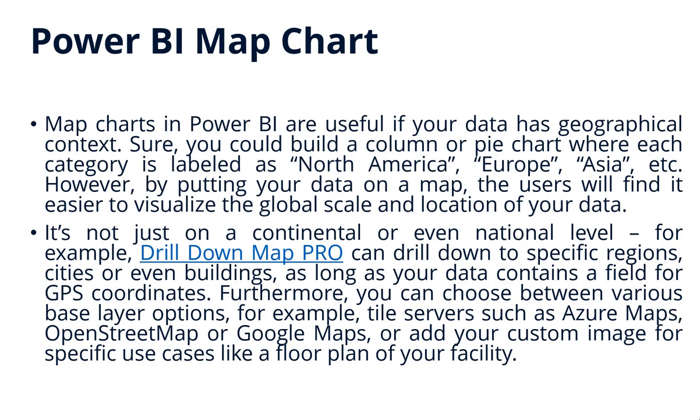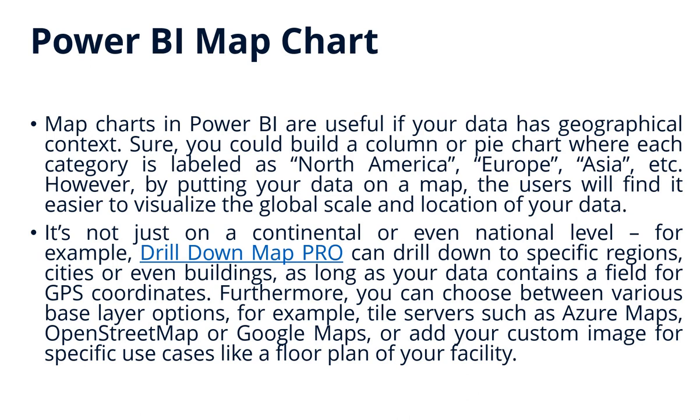Next one is the Power BI map chart. Map charts in Power BI are useful if your data has geographical context. You could build a column or pie chart where each category is labeled as North America, Europe, Asia, etc. However, by putting your data on a map, users will find it easier to visualize the global scale and location of your data. And it's not just on a continental or even national level. For example, Drill Down Map Pro can drill down to specific regions, cities, or even buildings as long as your data contains a field for GPS coordinates.